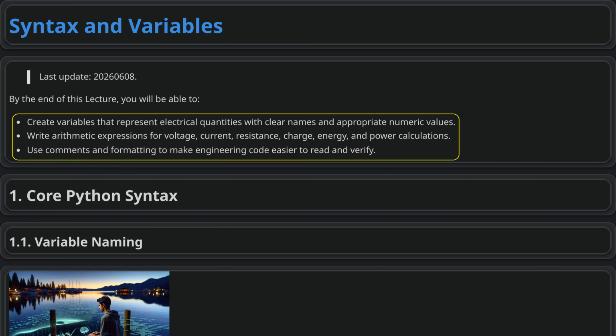By the end of this lecture, you will be able to create variables that represent electrical quantities with clear names and appropriate numeric values. Write arithmetic expressions for voltage, current, resistance, charge, energy, and power calculations. Use comments and formatting to make engineering code easier to read and verify.